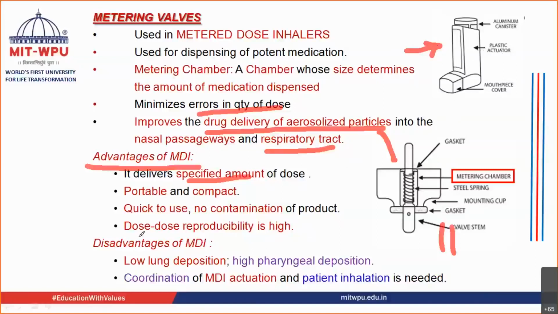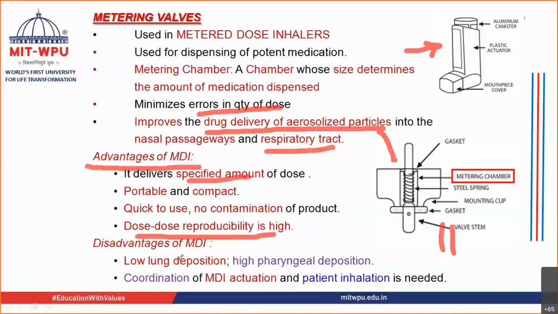And the dose to dose reproducibility is very high, right? It consists of a metering wall. So you have meter dose inhalers. These meter dose inhalers house the metering wall, and this metering wall delivers the right quantity of dose to the patient.